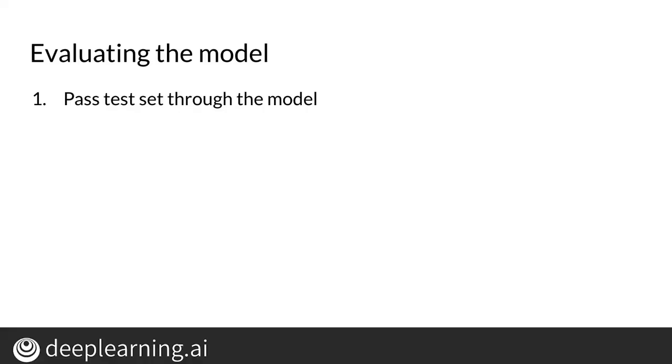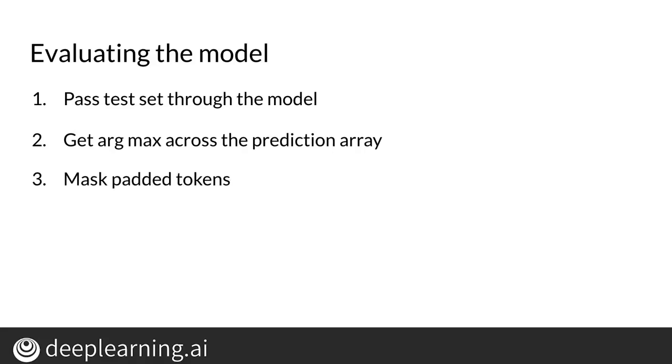Now that you have trained your NER system, you need to find a way to evaluate it. In this video, I'll show you how to do that. To evaluate your model, you'll want to start by passing the test sets through it to get your predictions. Then compute the argmax, or the point where your function reaches its maximum, across the prediction array. You'll also need to make sure your arrays are padded using the pad token, which makes your arrays the same length. At last, compare the outputs against your test labels to see how accurate your model is.